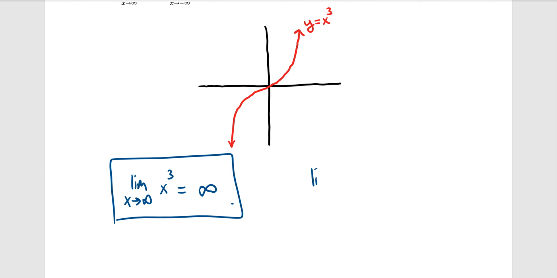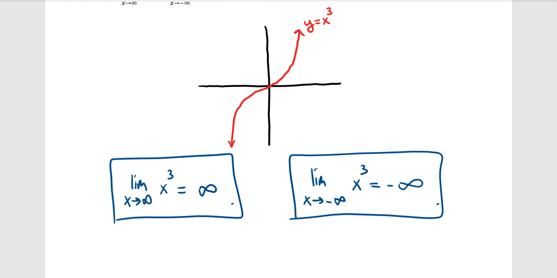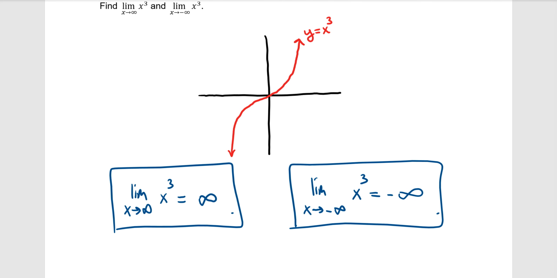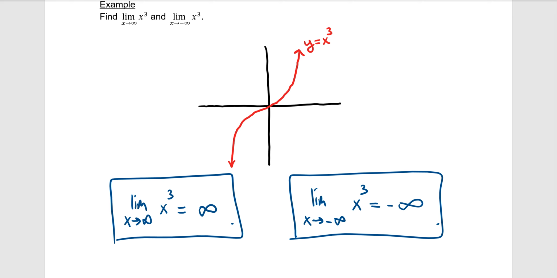Then we can also take a look at the limit as x approaches negative infinity. As we go more and more to the left, the function is going really far down. It is decreasing without bound, so that answer is going to be negative infinity. And just to verify, you could also make a table of values and say, well, as x goes to infinity, let's use x as 10. That would be 1,000. Let's use x as 100.